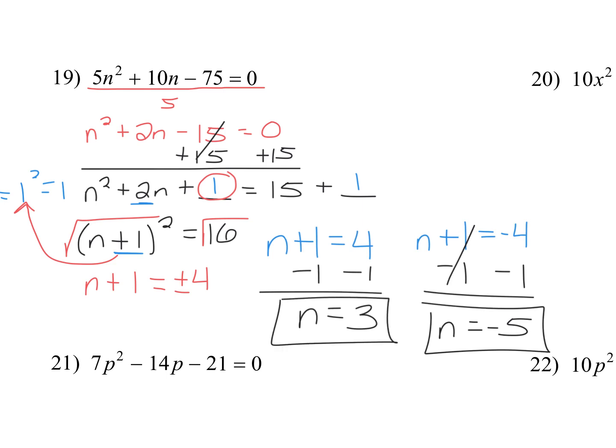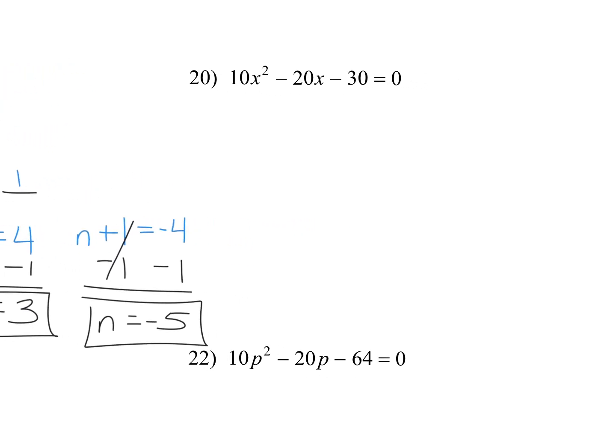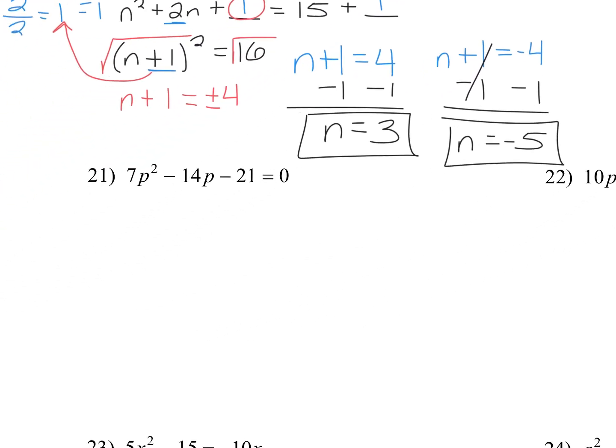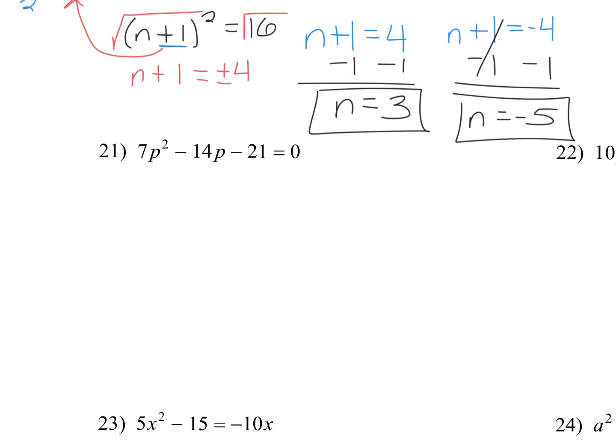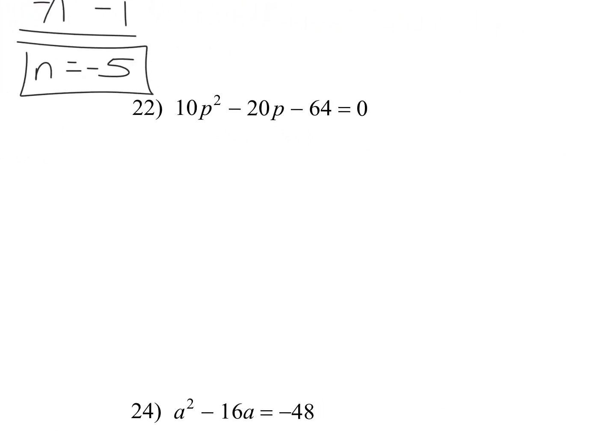So the only new part we added from yesterday was this beginning part where we had to get rid of that leading coefficient in order to complete the square. Okay, bless you. Let's look at number 20. I'm not going to do it, but what are you going to divide by? 10. Yep, you're always going to divide by that leading coefficient. Okay, what are you going to divide by on 21? 7.